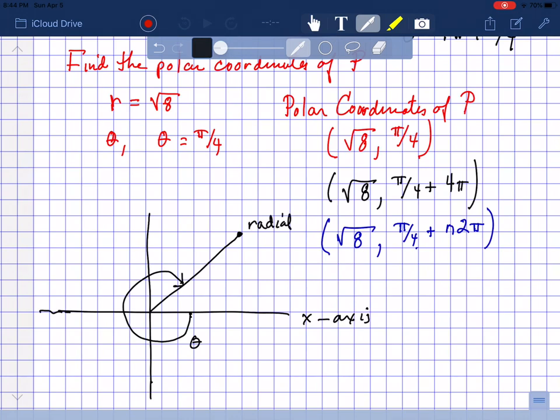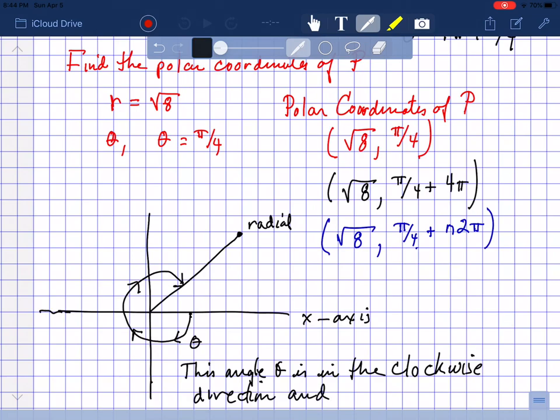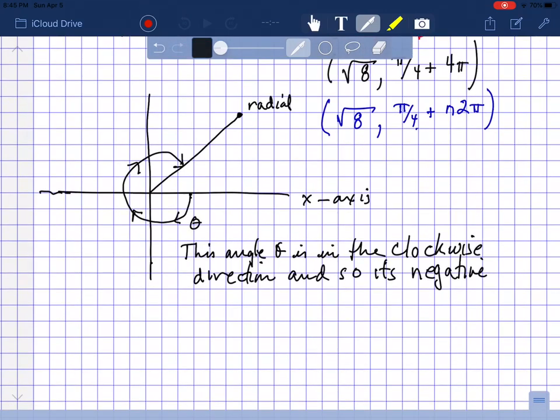It's still, here's my x-axis. Here's the radial line. But since I'm measuring in the clockwise direction, so here we're moving in the clockwise direction to measure this angle, that angle is going to be negative. So this angle is in the clockwise direction, and so it's negative.